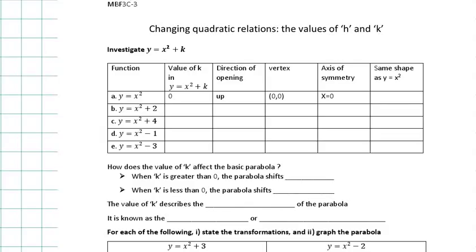So k is added to the parent function. So you have x squared, k is outside your parent function, it's added to it. Remember that x squared has a vertex of (0, 0), opens up, axis of symmetry of x equals 0, and the optimal value is 0. Remember, we're always comparing to it. Now we're going to graph x squared plus 2, x squared plus 4, x squared minus 1, x squared minus 3 on Desmos, and then we're going to see what is happening to the graph. So let's go to Desmos.